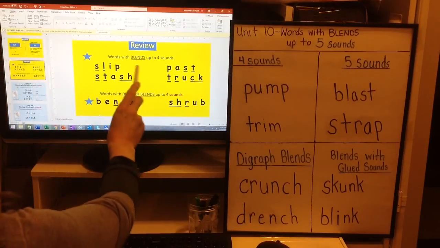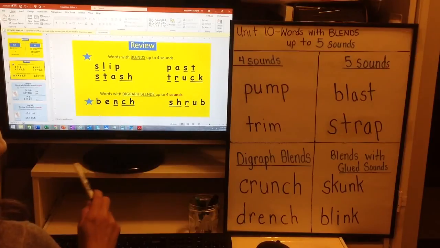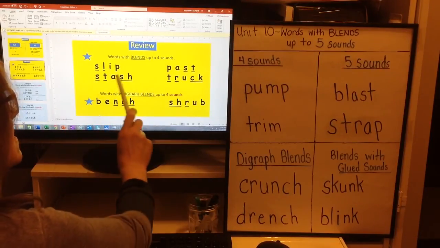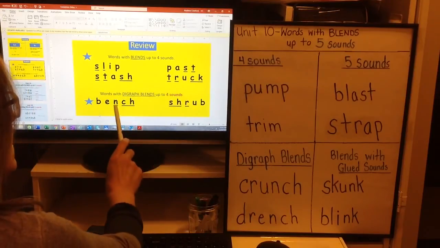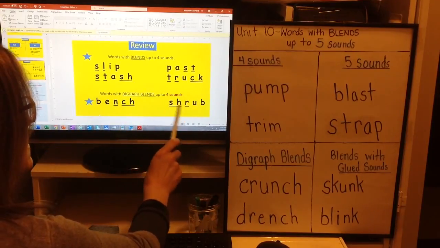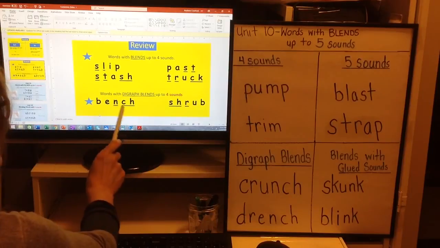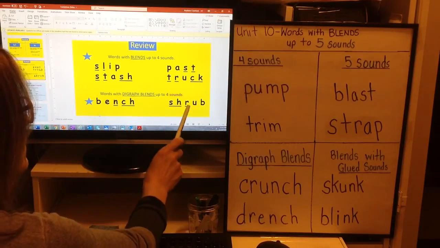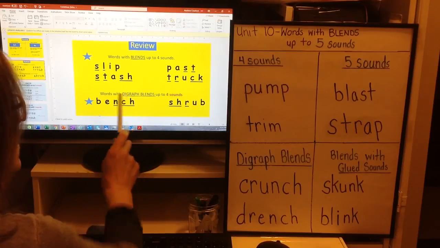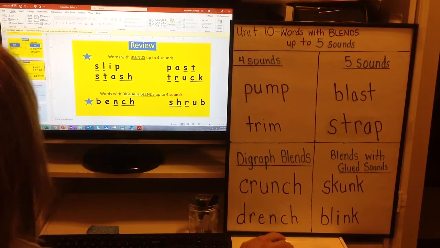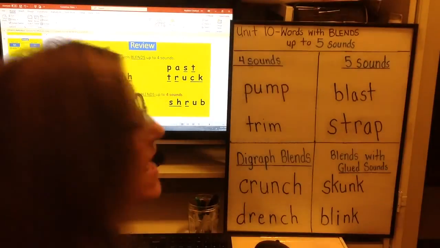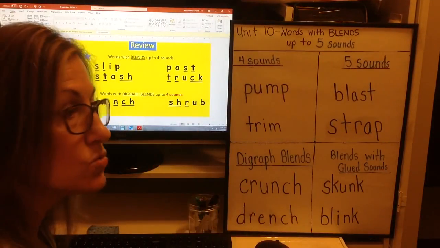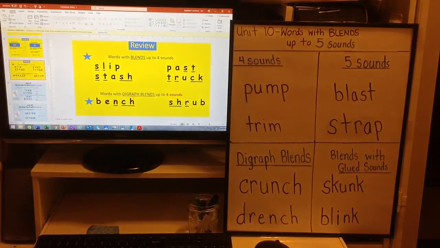So these were words with blends up to 4 sounds with no digraphs, digraphs, and digraph blends. So that's with a consonant attached to a digraph. A digraph and a consonant, or a consonant and a digraph. It doesn't matter what order that's in. All right, so boys and girls, that was your review for where we ended off in school a few weeks ago.